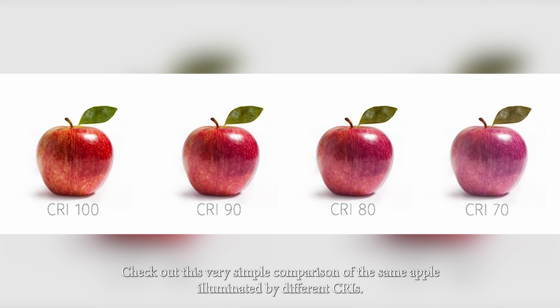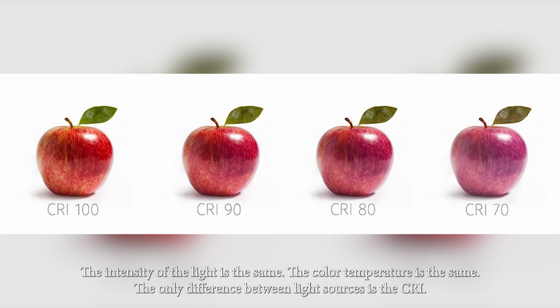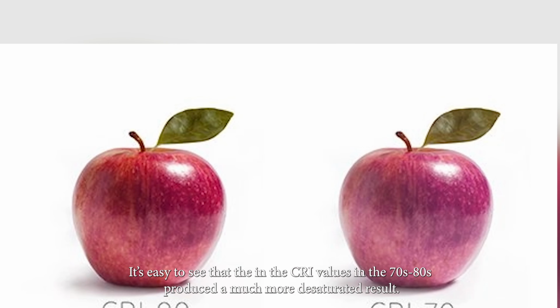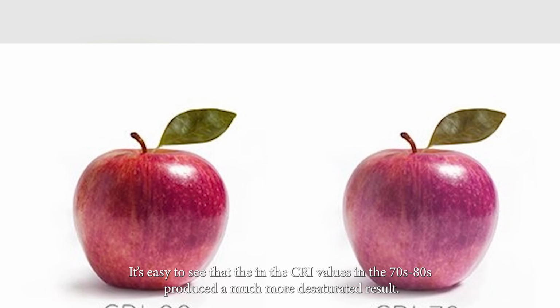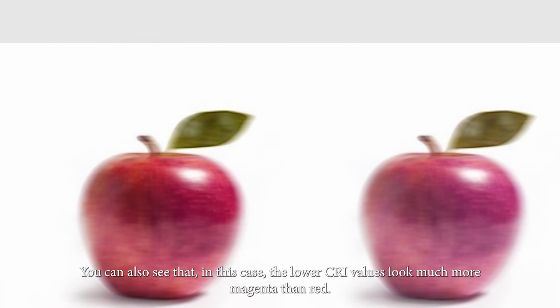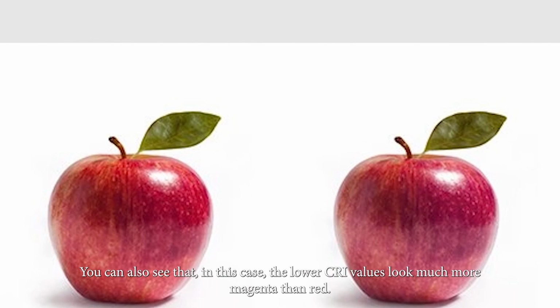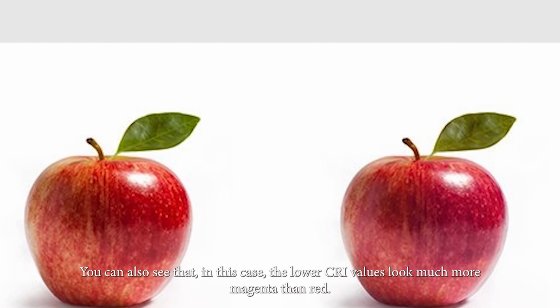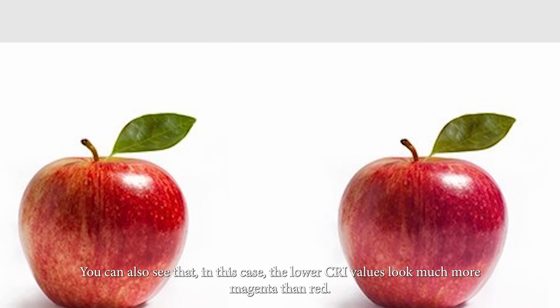Check out this very simple comparison of the same apple illuminated by different CRIs. The intensity of the light is the same, the color temperature is the same, the only difference between the light sources is the CRI. It's easy to see that the CRI values in the 70s to 80s produced a much more desaturated result. You can also see that, in this case, the lower CRI values look much more magenta than red.